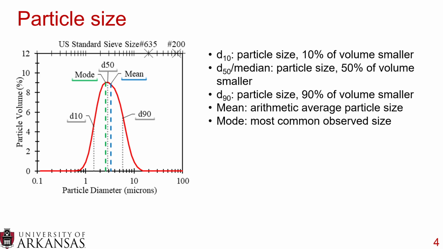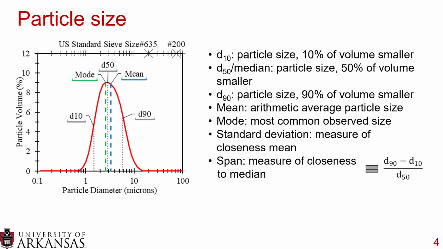That all has to do with the percent of the particles in your analysis that are smaller than that size, particle diameter. Then you have the mean, which is the arithmetic average particle size, and the mode, which is the most common observed size. So these are all different ways to kind of see where along the particle diameter scale is your asphalt emulsion. Does it shift to the left a little more, or does it shift to the right a little more?